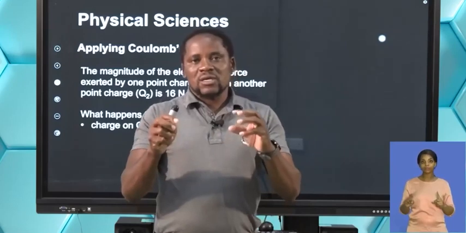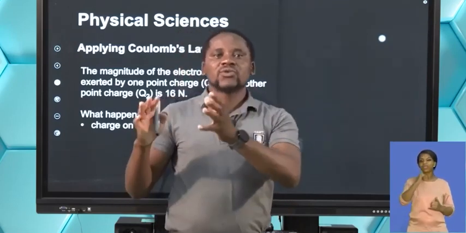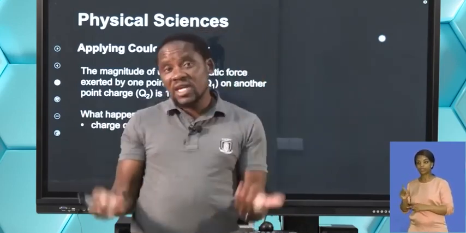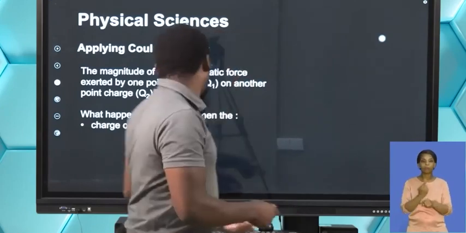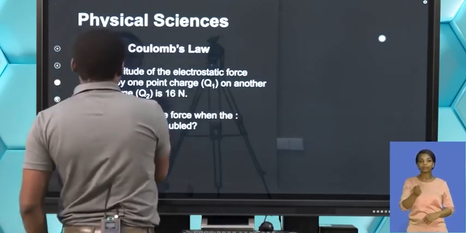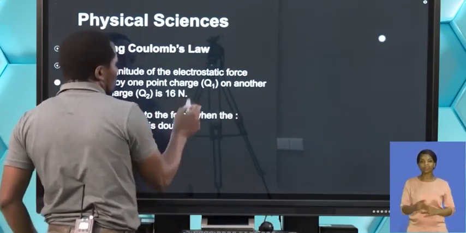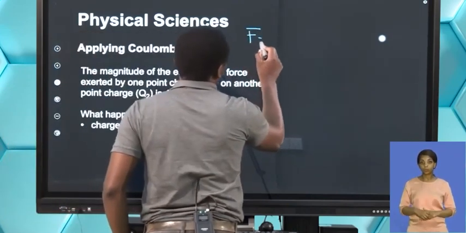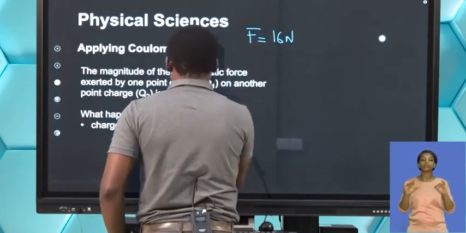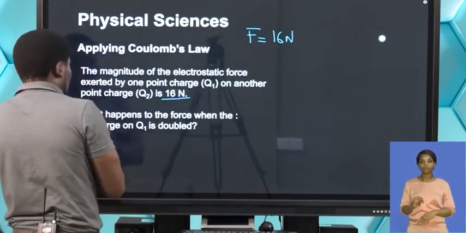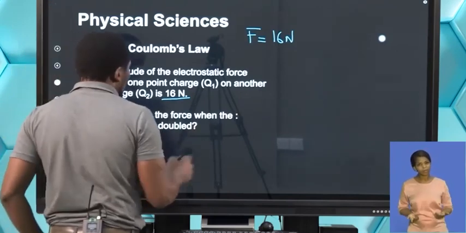Now, if we talk of direct proportionality, it has to do with the product, how it affects the electrostatic force. And in both cases, the electrostatic force is always the dependent variable. And then here it says as an example, the magnitude of the electrostatic force exerted by one point charge, Q1, on another, Q2, is given as 16 newtons. Now, what happens to the force when the charge on Q1 is doubled?